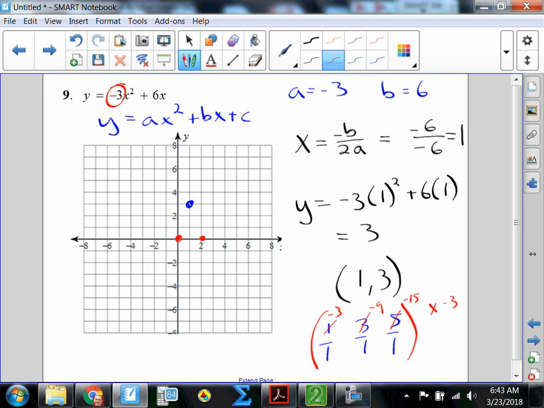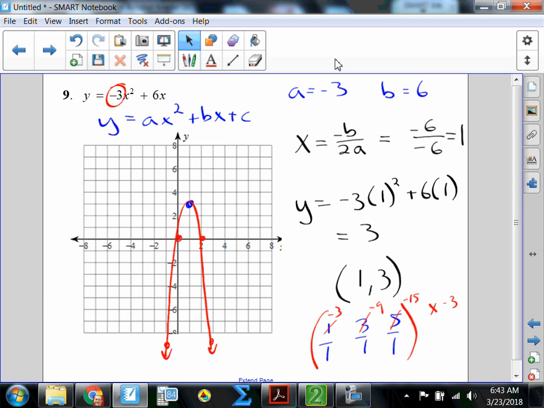From that point, over 1, down 9. Definitely don't have space to go down 15. So there's your parabola. Parabola is what we call the graph of a quadratic equation. That's number 9.